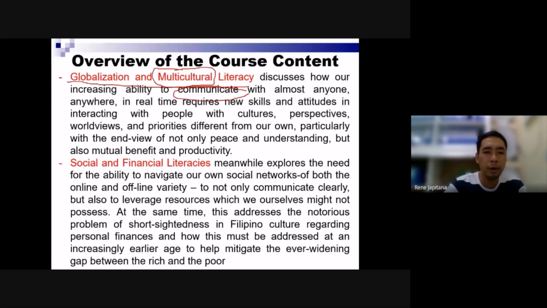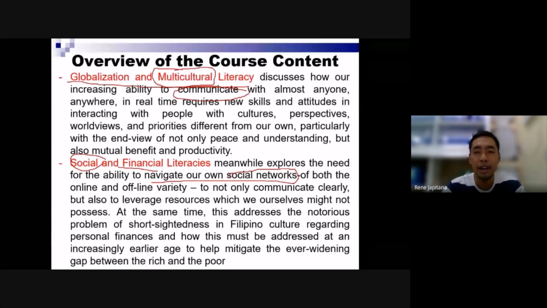Another part of the course content of the new literacies is social. Okay? The topic is social literacy and financial literacy. If we will be discussing that, we will be exploring the need of the ability to navigate our social networks. Social literacy does not mean you are good in social media, but it is all about how you mingle, how you present yourself in a varied situation in the society, both online and offline. To not only communicate clearly but also leverage resources which we ourselves might not possess.